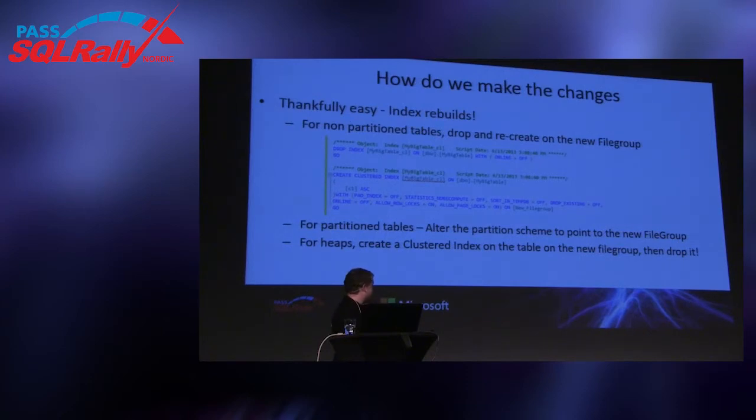But for a heap, like I said, just create a clustered index on something, doesn't matter what, because you're going to drop it again at the end. But I do believe in 2012, I don't know if it came out as a service pack release or what, but you can do an alter table rebuild onto a new file group. I haven't tested that yet, so for the moment, all I do is create a clustered index on the new file group, then drop it. It doesn't move the data back.